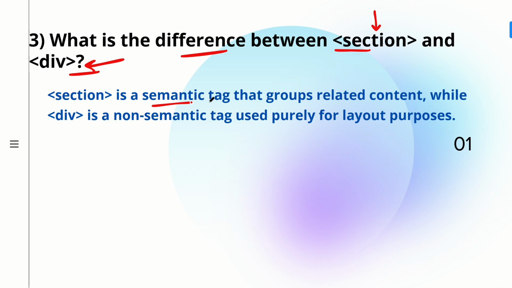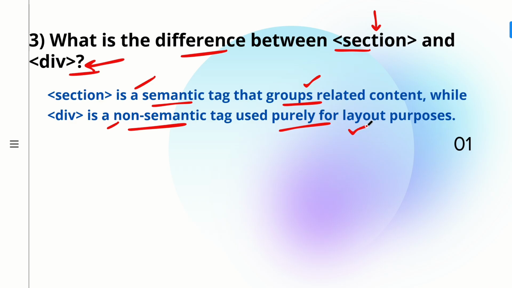Section is a semantic tag that groups related content, while div is a non-semantic tag that is used purely for layout purposes. So this is the difference: section is semantic and div is non-semantic. And coming to the use, section is used to group related content, whereas div is used for layout purposes.